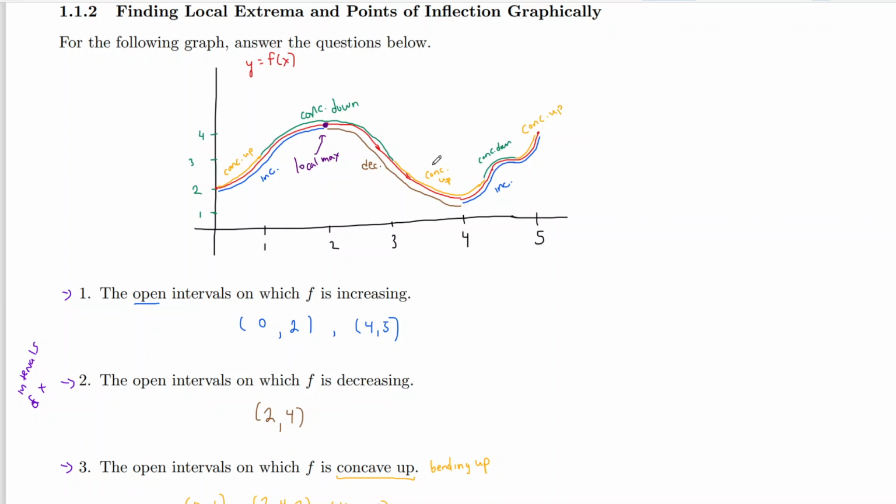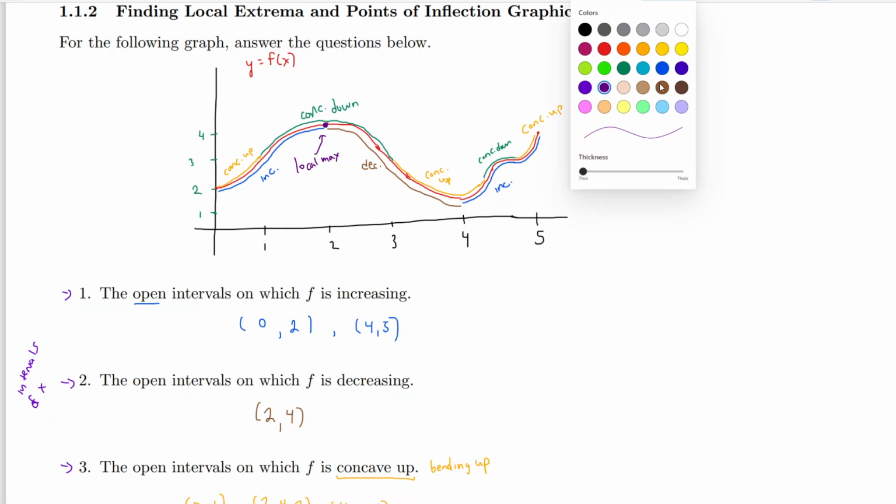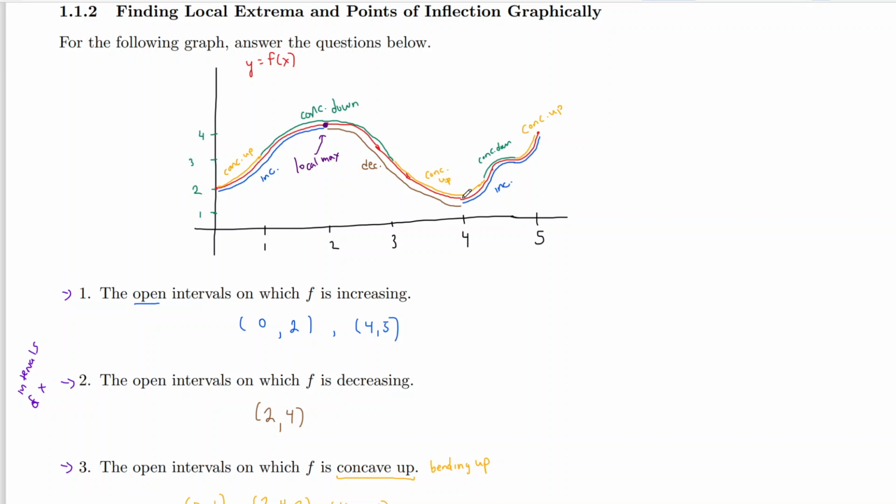Where do we have any more local maxes? Well, we do not, because local maximums are going to happen when you go from increasing to decreasing. It's always going to happen like that. And we never go from increasing to decreasing again. But we do have the opposite. Actually, I'll use the same color here. We do go from decreasing to increasing down here. And you'll notice that this is a local min. It is the bottom of a hill right there.